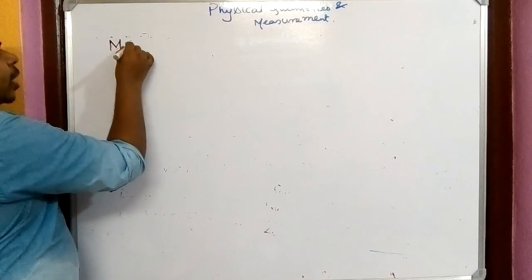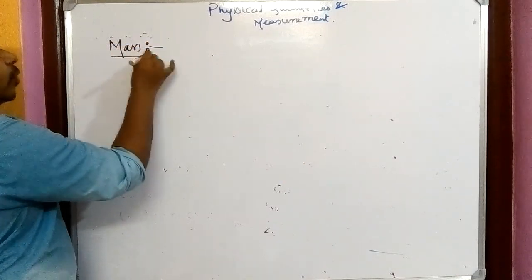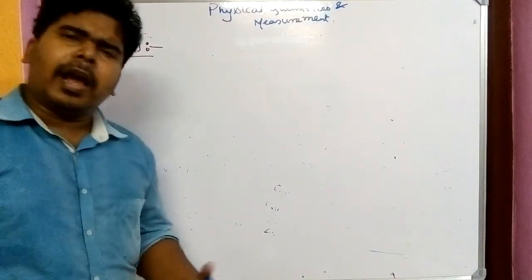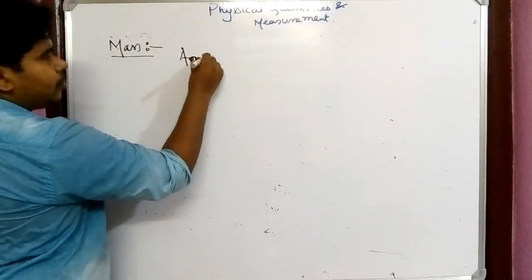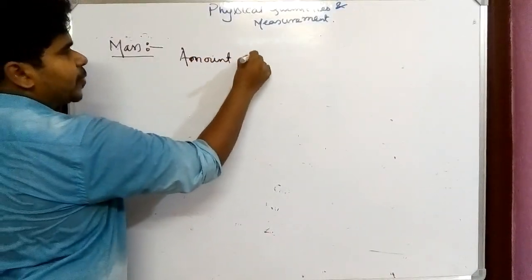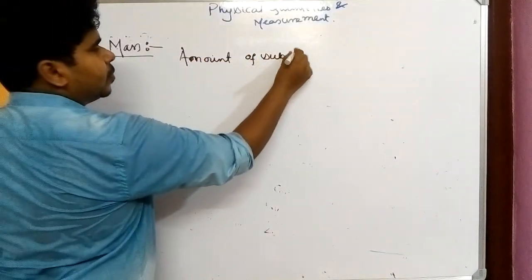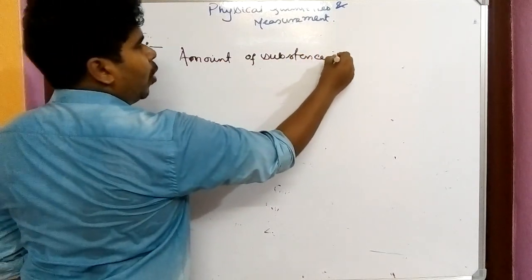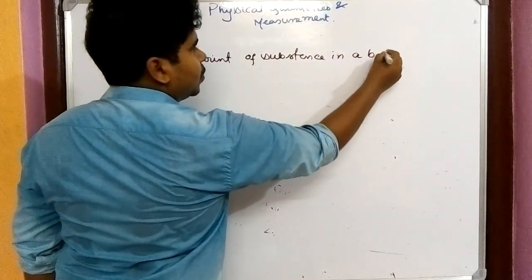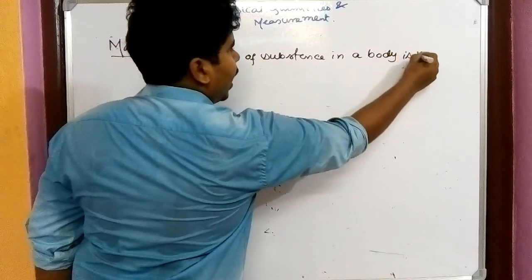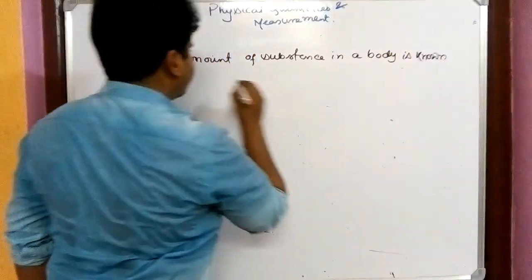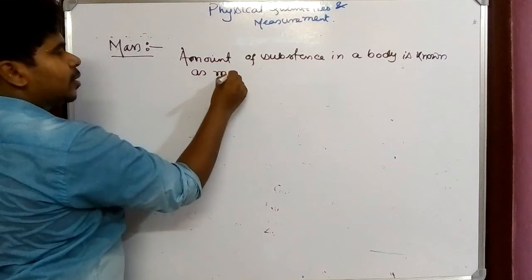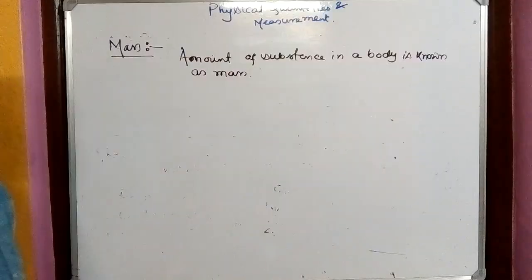Another very common physical quantity is mass. What is mass? I think it is known by everyone. Mass is the amount of substance in a body. Amount of substance in a body is known as mass.